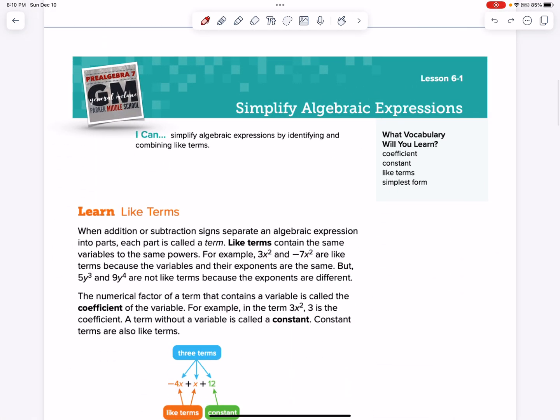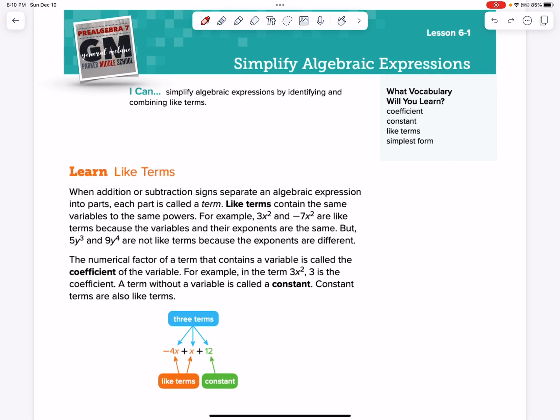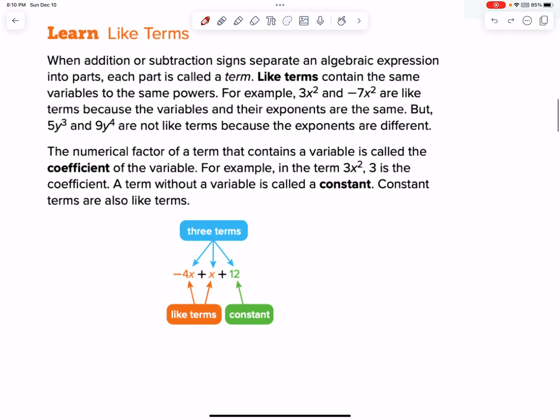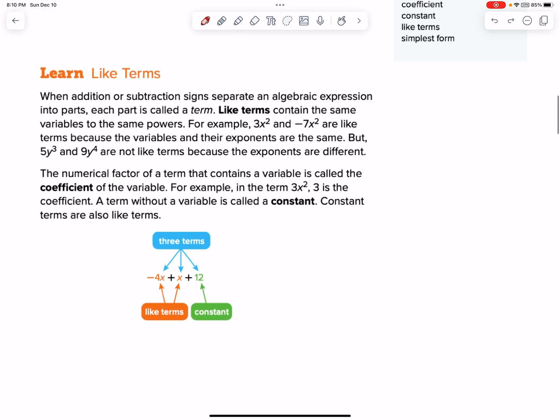Let's go ahead and get into our actual lesson today. Okay. I can simplify algebraic expressions. So you need to know a couple things, okay? We have these things called like terms, okay? And you have to understand what like terms are. Like terms mean that they're in the same club, okay? So they contain the same variables. They are to the same power.